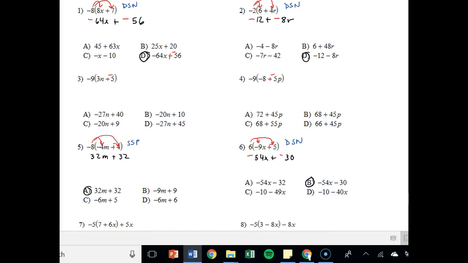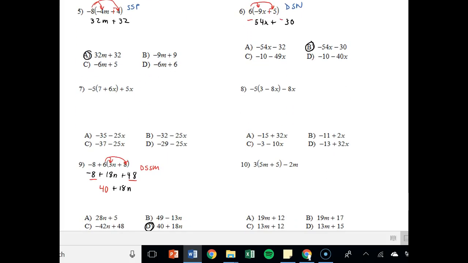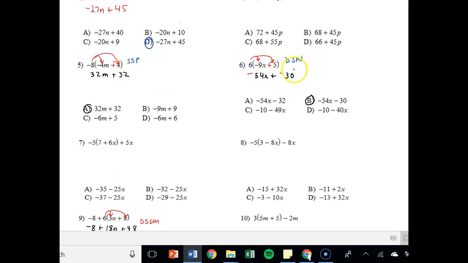So let's do number 3 together. I have a negative 9 times a positive 3, that's a negative 27n, plus a negative 9 times a negative 5, that's a positive 45. So I had both DSN on my first one and an SSP on my second term. So negative 27n plus 45, D, is my answer. I would pause right now and try and do number 4 if I were you. 5 and 6 I did for you. I showed the exact work. If you're not writing SSP or DSN next to these problems, that's not fully showing work.